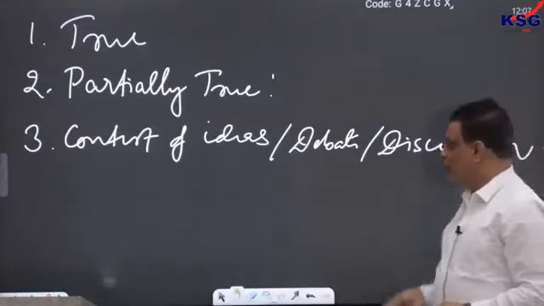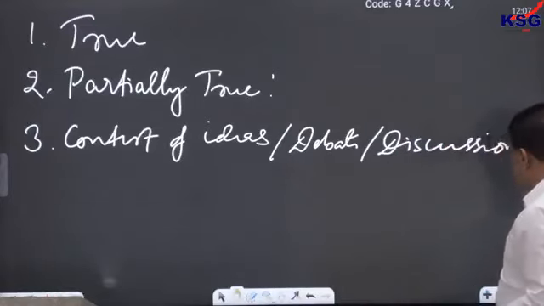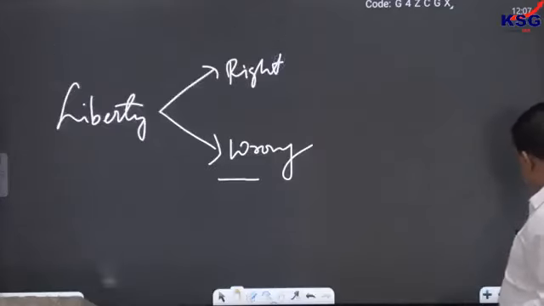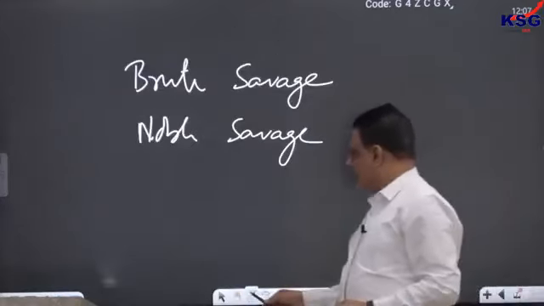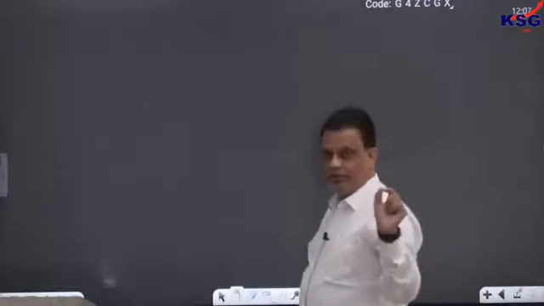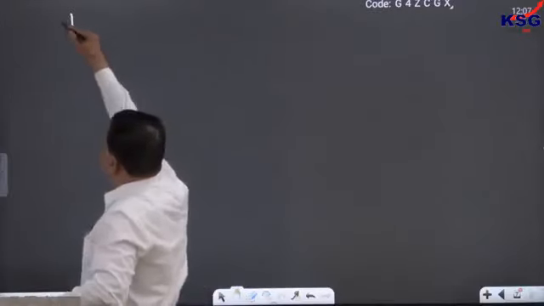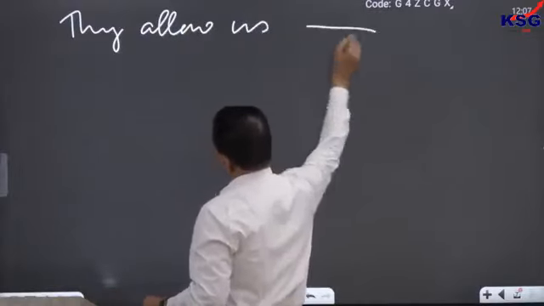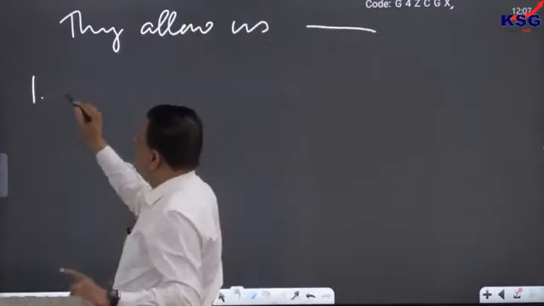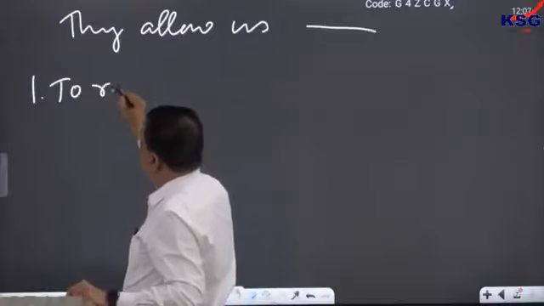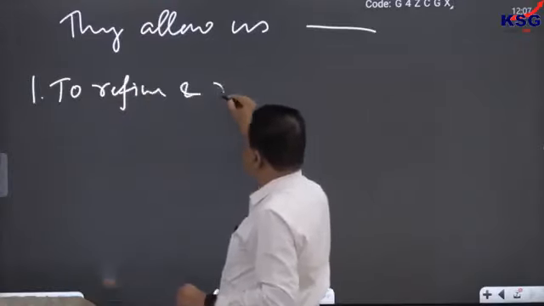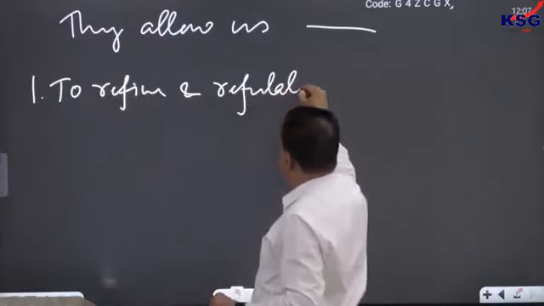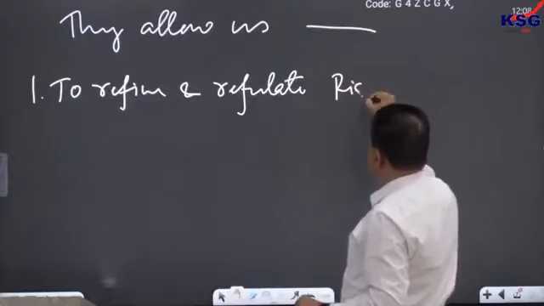So these so-called wrong people allow us to enter into that contest of ideas. So in a way, what we mean here is something like this: these so-called wrong people, what do they do for us? They allow us two things. The first one is that they allow us to refine and reformulate our right ideas.